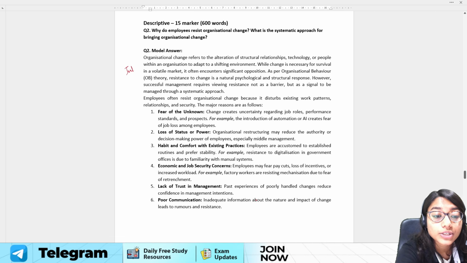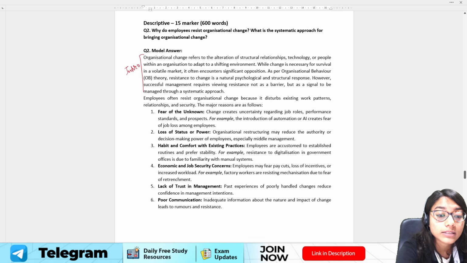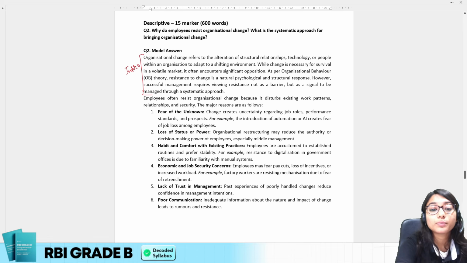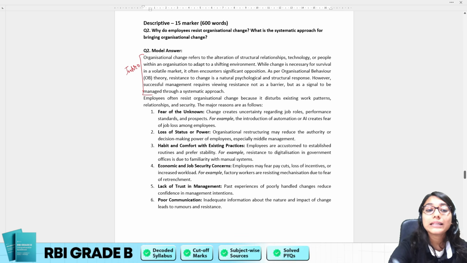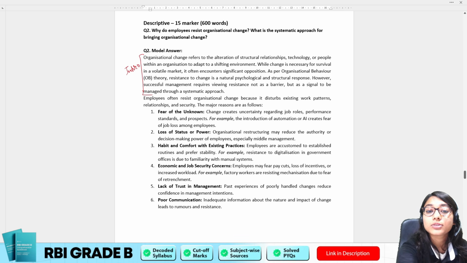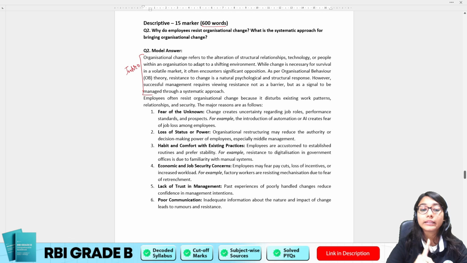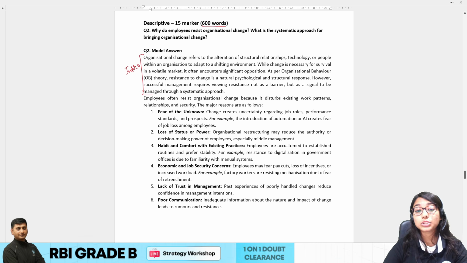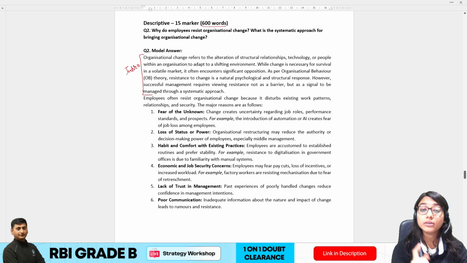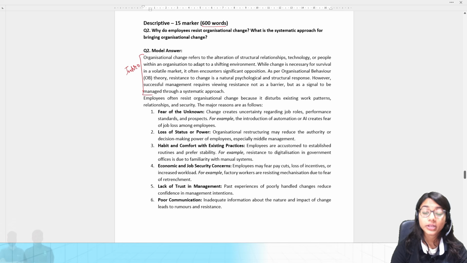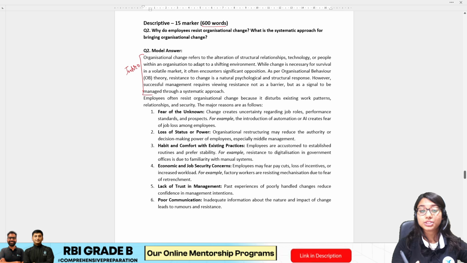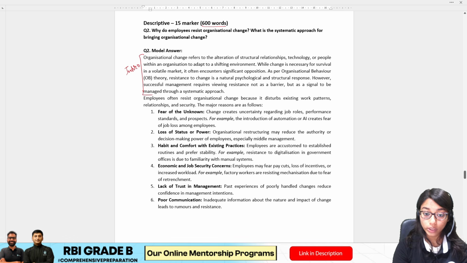Your introduction. This must consist of what? 10 to 12% of the word limit, should not exceed 60 words in case of a 600 word answer. Now this introduction will consist of, firstly, what is organizational change? So we write organizational change refers to alteration of what?